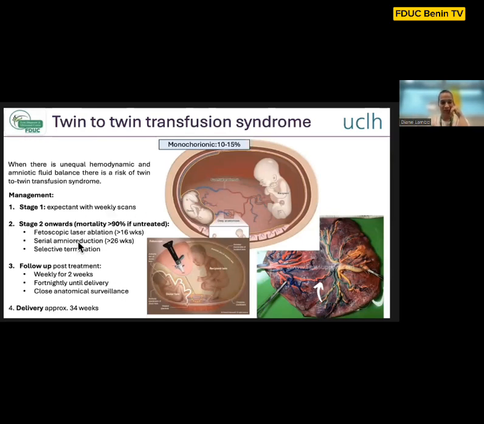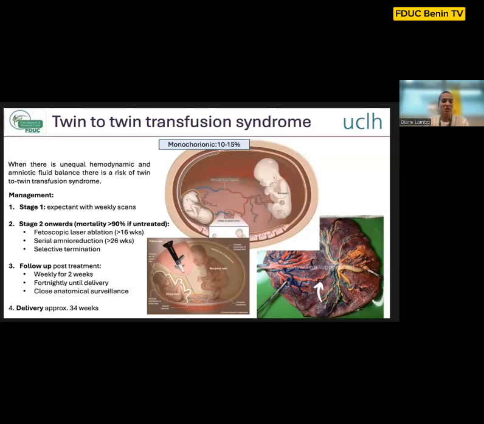And in terms of what you can do, at UCLH, obviously, we do the laser ablations of the fetal anastomoses, and this is performed after 16 weeks. In other centers, however, it's perfectly acceptable to offer a serial amnioreduction if the pregnancy is more than 26 weeks, as a way of trying to maintain the pregnancy further. The way in which this works is trying to impact the hemodynamic circulation, which is ongoing and really fueling the condition. And of course, selective termination is always something that will be discussed more in the context of much more severe twin-to-twin transfusion syndrome.